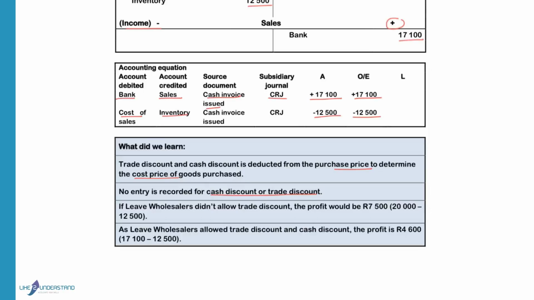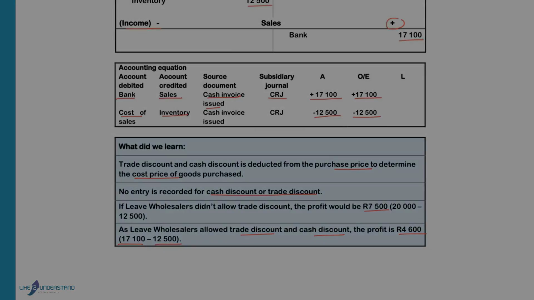If Leaf Wholesalers didn't allow trade discount, the profit would have been 7,500, the difference between the normal sales price of 20,000 and the cost price of 12,500. As they allow trade discount and cash discount, the profit reduced to 4,600 because the sales price was only 17,100 minus the cost price of 12,500.